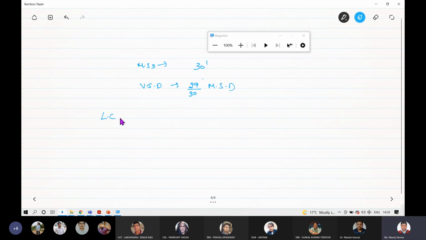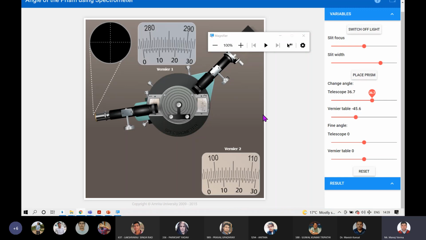So for the least count of this, I have to subtract this VSD from MST. So it will give me 1 by 30 of 30 minutes. Yes, the least count of this particular device which they are using is 1 minute.